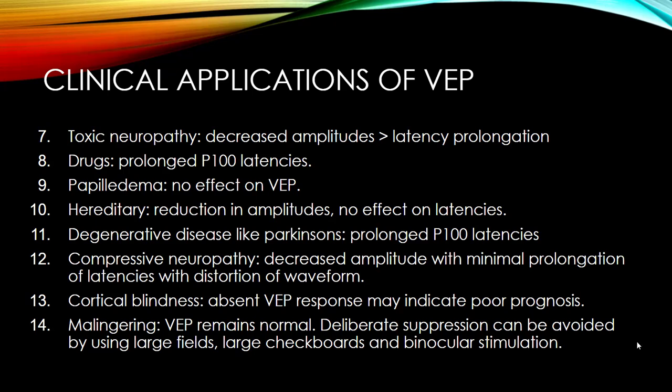In cortical blindness, usually VEPs are preserved, but if VEP responses are absent, that indicates poor prognosis. And this is mainly one feature where we can use VEP, in malingering, where VEPs remain normal. Even then deliberate suppression can be done, but this can be avoided by using a larger field so that visual acuity can be adjusted, larger checkerboards and binocular stimulation.